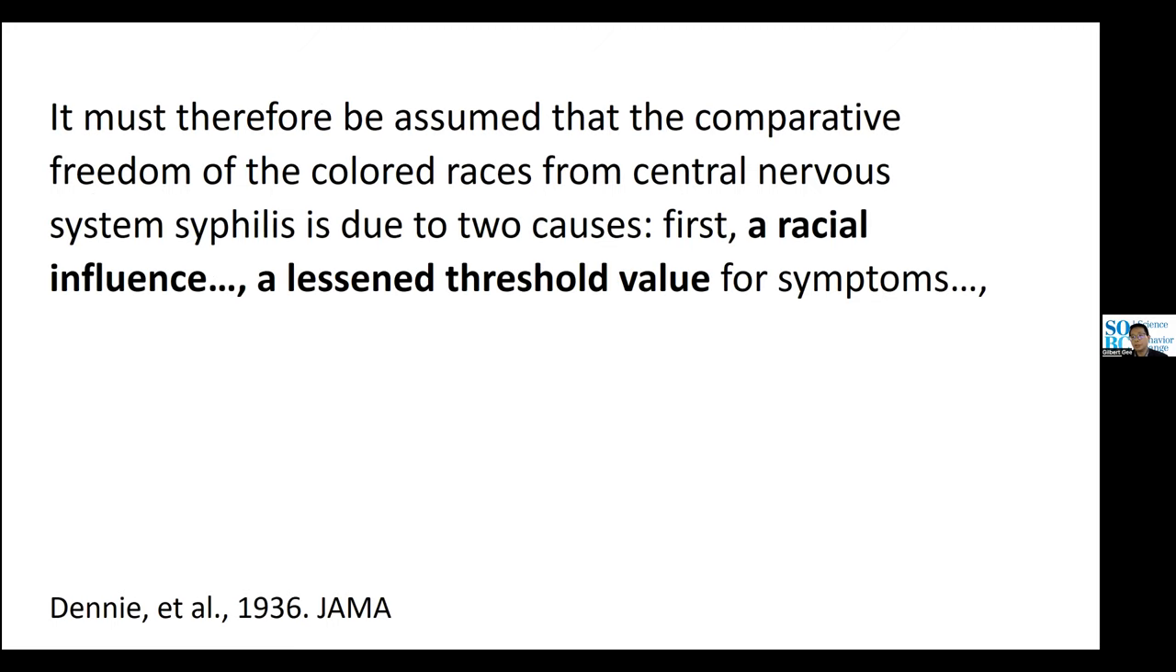Here's the article published in JAMA related to the infamous Tuskegee syphilis study. And here we're starting to see statistical language, first talking about Black differences in syphilis. The language is that there's a racial influence, a lessened threshold value for symptoms. So now we're starting to think about the inflection points on a graph and all those kinds of things that start to lead us to think about all these different kinds of adjustments.